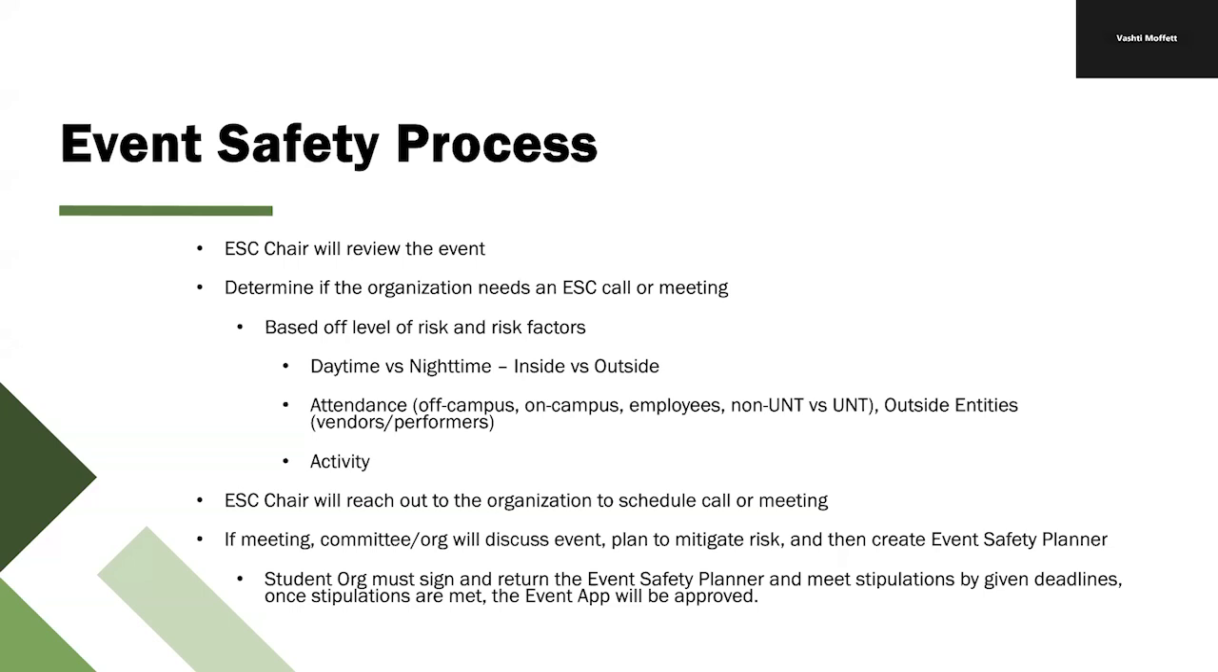The ESC chair will reach out to the organization to schedule a call or meeting. If a meeting is needed, the committee and the org will discuss the event, plan to mitigate risk, and then create an event safety planner. Student orgs must sign and return the event safety planner and meet stipulations by given deadlines. Once stipulations are met, the event app will be approved.